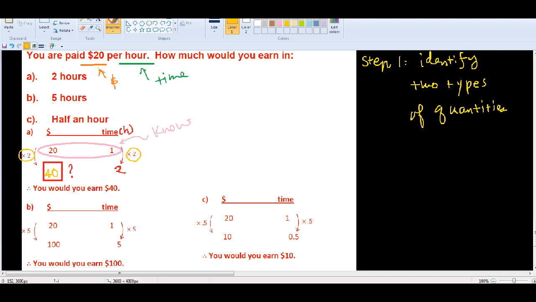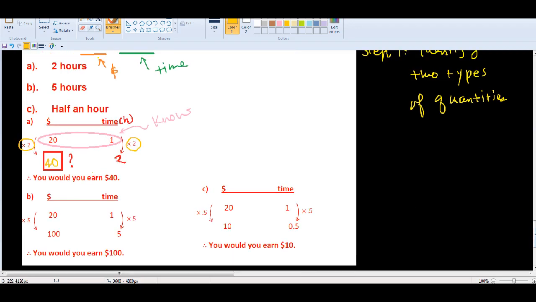The second one is how about 5 hours and half an hour. They are going to do the same. Every time it will be $20 to start with, $20 for 1 hour. Now you are going to find 5 hours, how much is the pay. So again, this time this is what you are going to find.